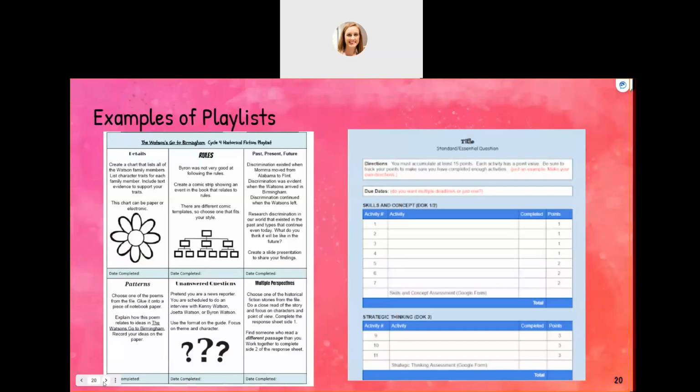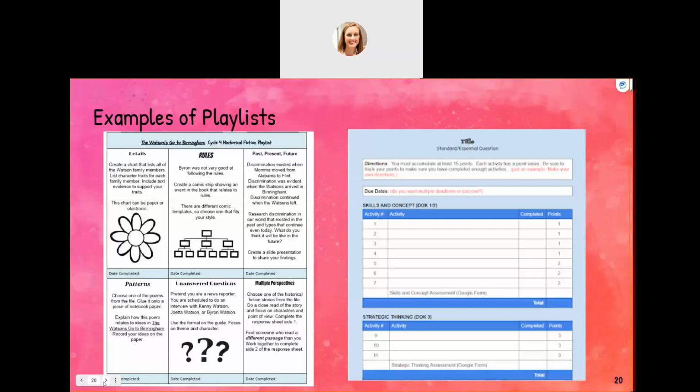So here are a few examples of playlists. The first one could be used over the span of a book study. This one's on The Watsons Go to Birmingham. They have included the icons of depth and complexity on a few of the activities that are included here. They're using an icon of depth and complexity for students to think about each one of these.